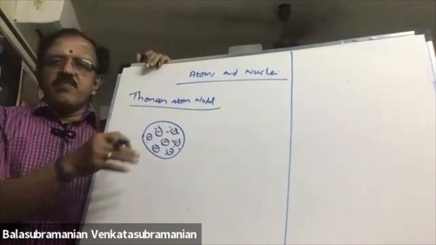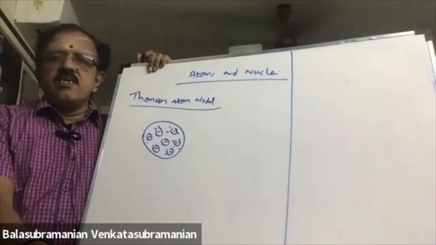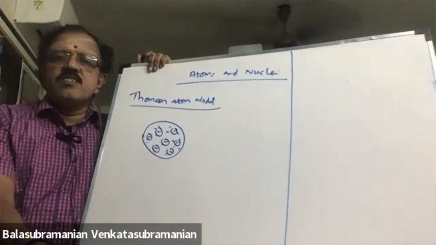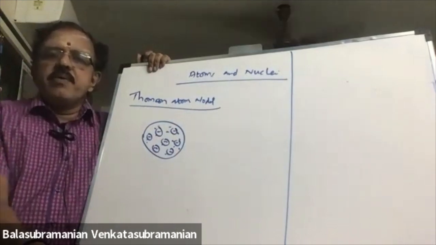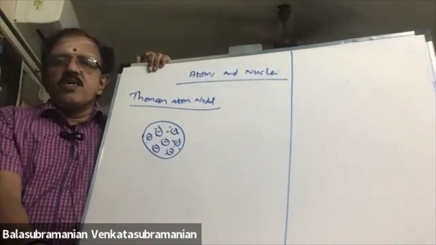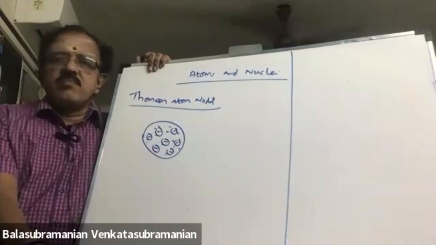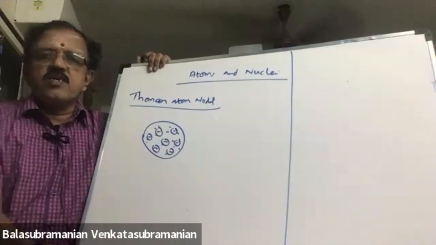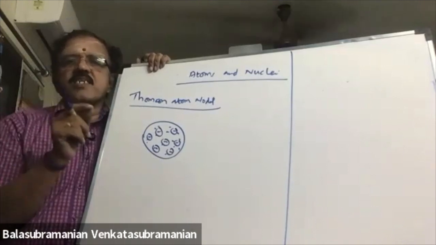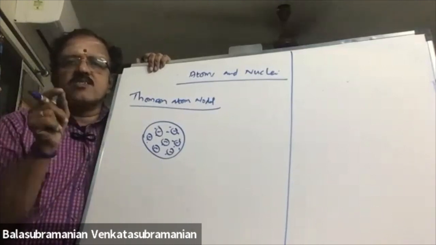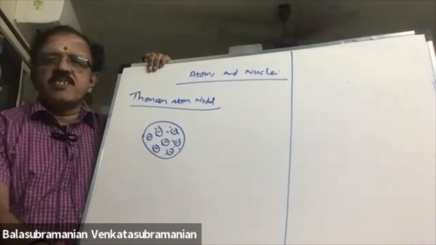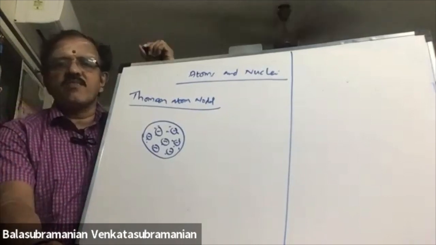The number of electrons present in each atom differs depending upon the type of atom what you are using. It is not the same. Number of electrons are different. So positively charged core, electrons are fixed. This is basic information Thomson has given.